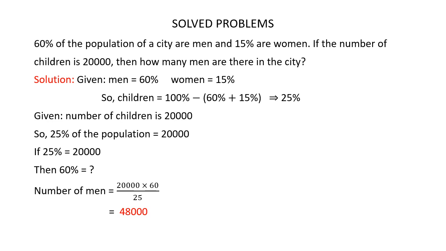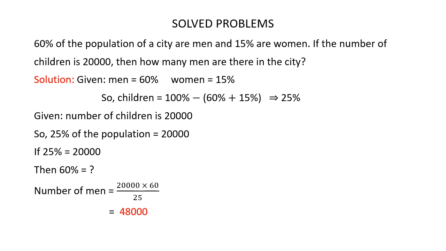Supposing the whole population is 100%, then children will be 100% minus 60% plus 15%, which is 25%. So men is 60%, women will be 15%, and children will be 25%. Now it's given that the number of children is 20,000. So 25% of the population is equal to 20,000.